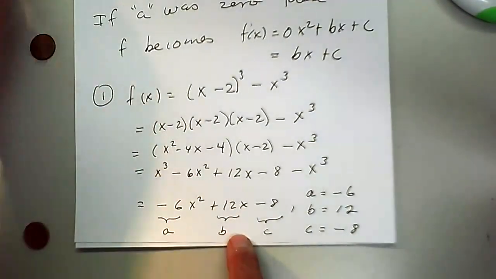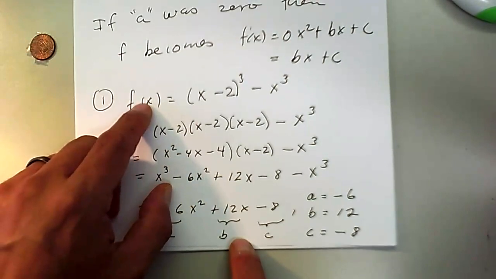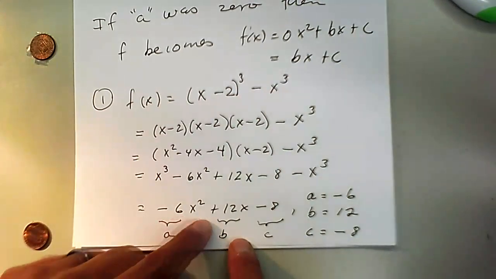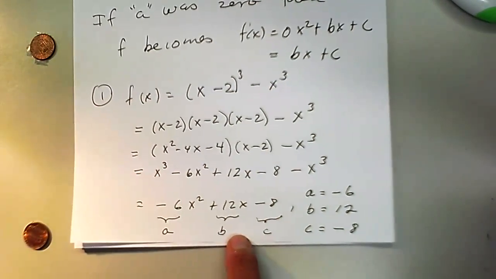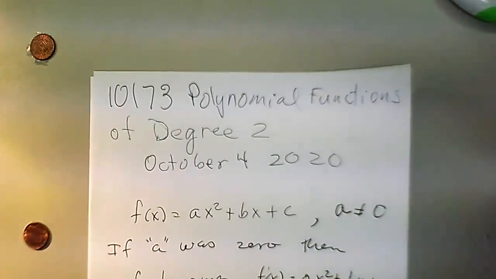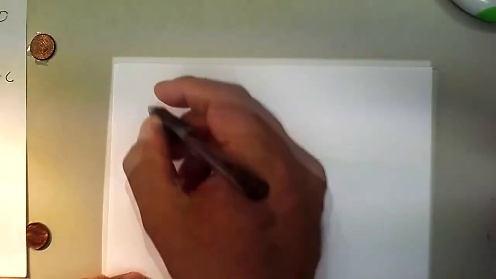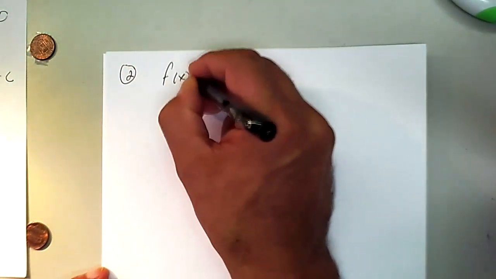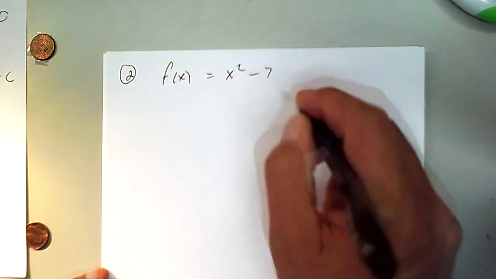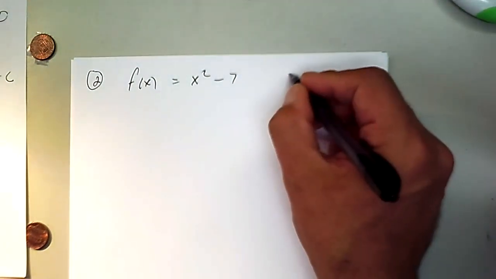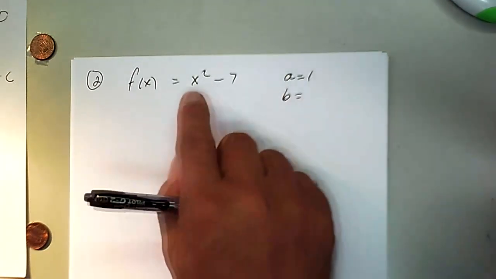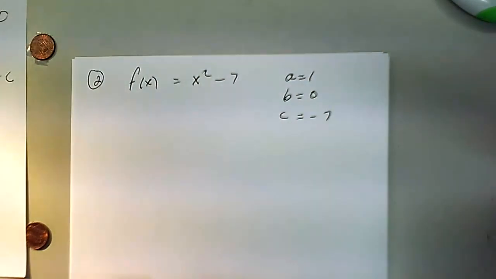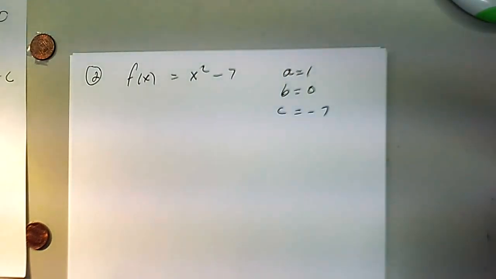The point I wanted to make here is that this function started out looking as if it wasn't a quadratic equation, but it is. It is a quadratic function. Sometimes we have, as an example, a quadratic function such as x squared minus 7, and that, of course, means that a would be 1, b in this case is 0, and c would be negative 7. I'm just showing you what the a, b, and c respectively would be.